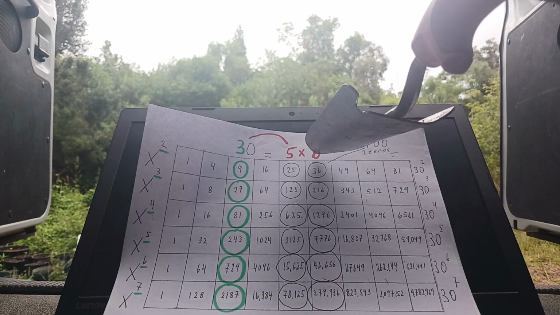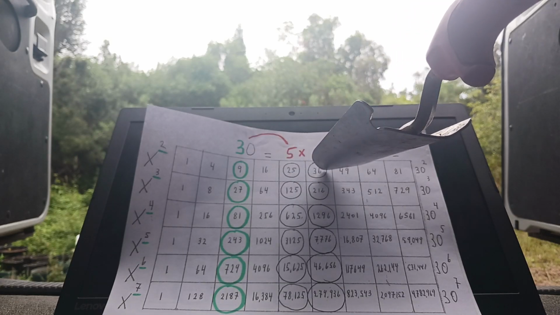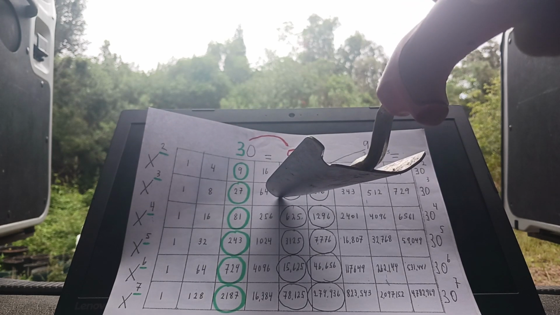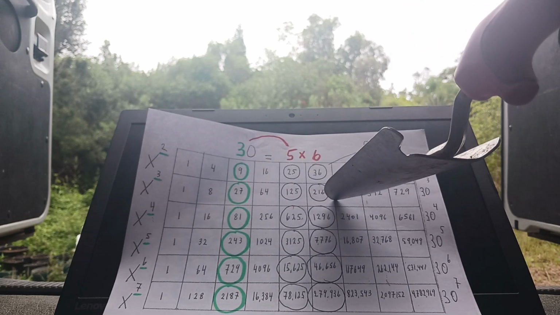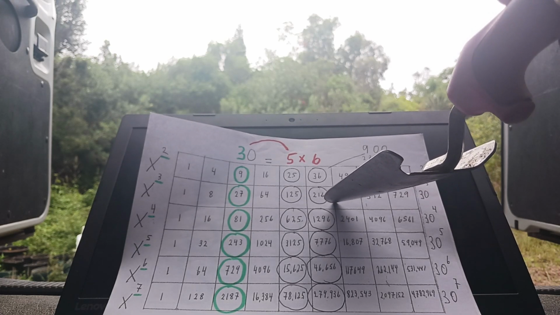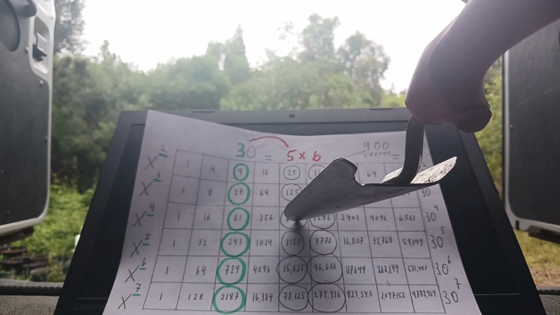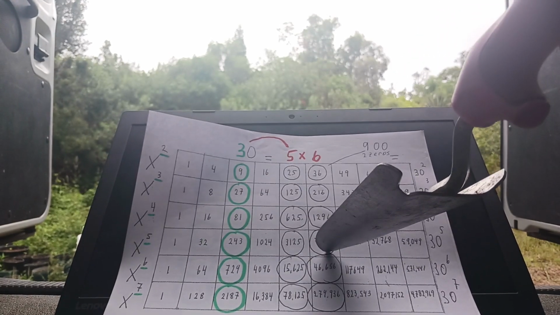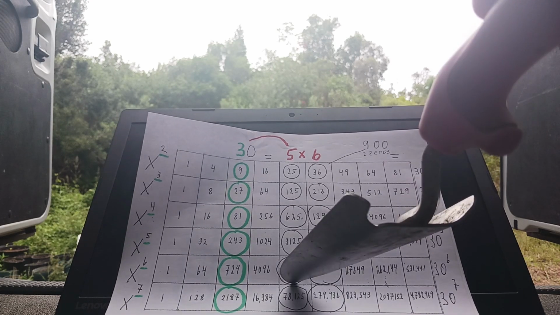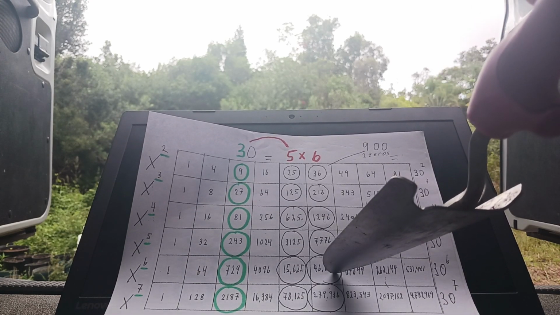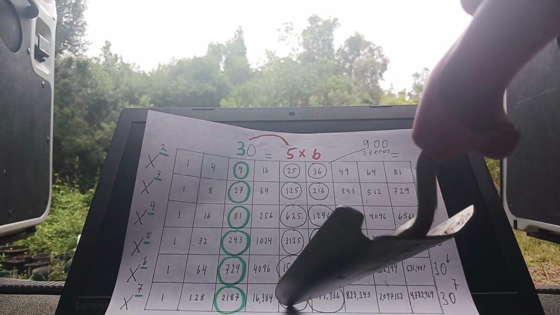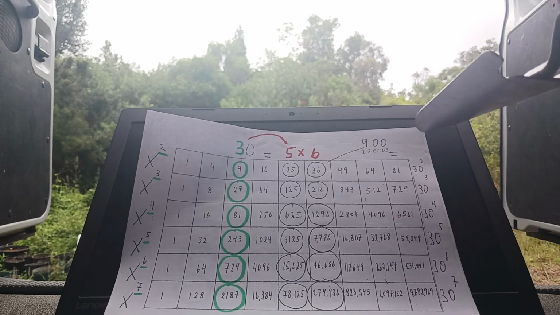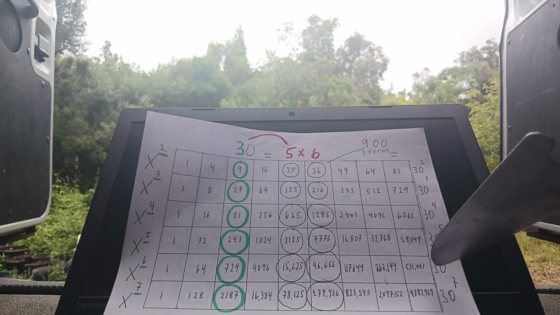5 times 6 is 30. So 25 times 36, which is 5 squared times 6 squared, is 30 squared. 5 to the third times 6 to the third is 30 to the third. 5 to the fourth times 6 to the fourth is 30 to the fourth. 5 to the fifth times 6 to the fifth is 30 to the fifth. 5 to the sixth times 6 to the sixth is 30 to the sixth. 5 to the seventh times 6 to the seventh is 30 to the seventh. 30 squared, third, fourth, fifth, sixth, seventh.